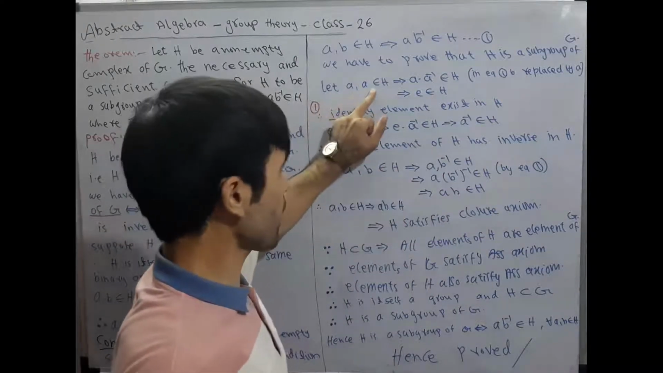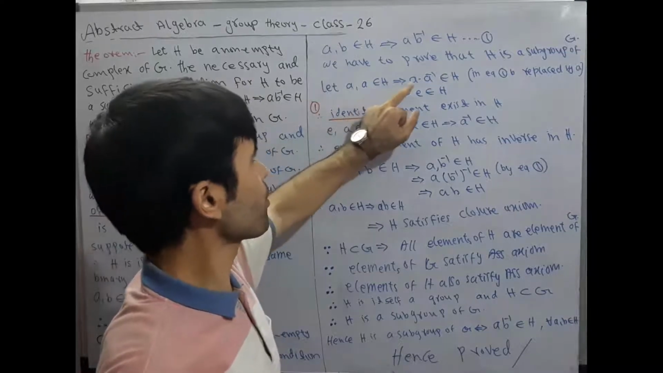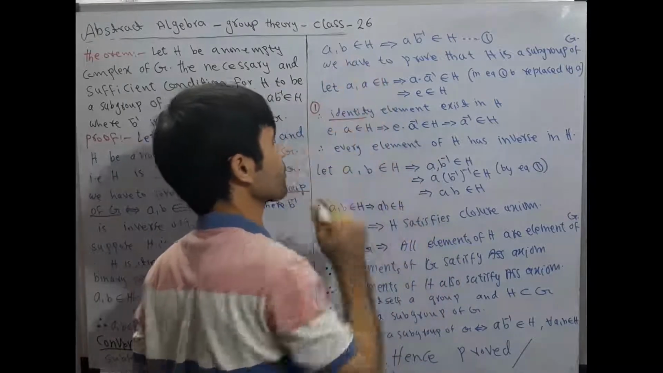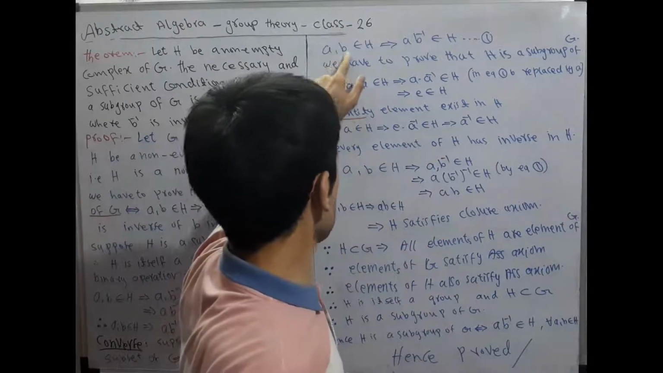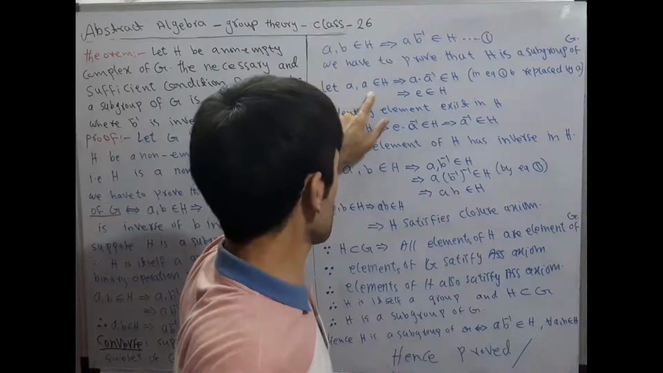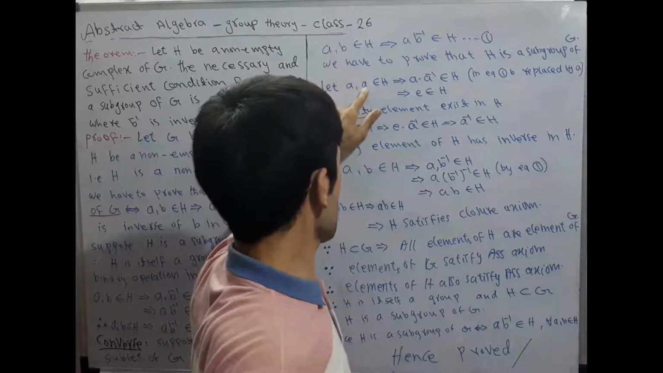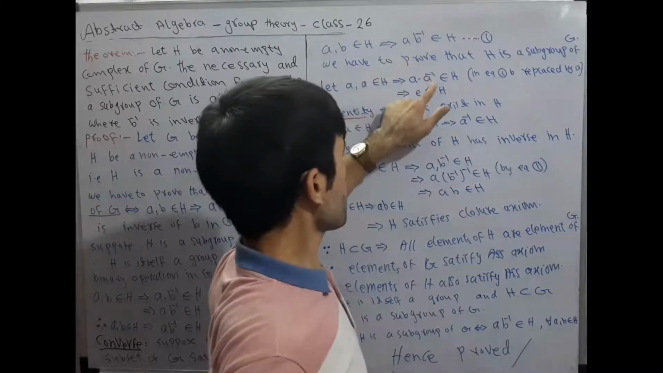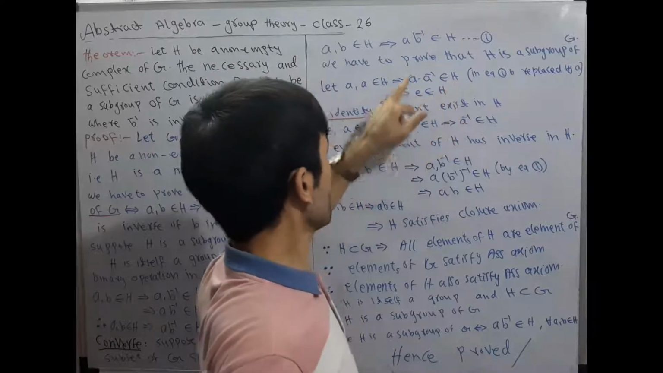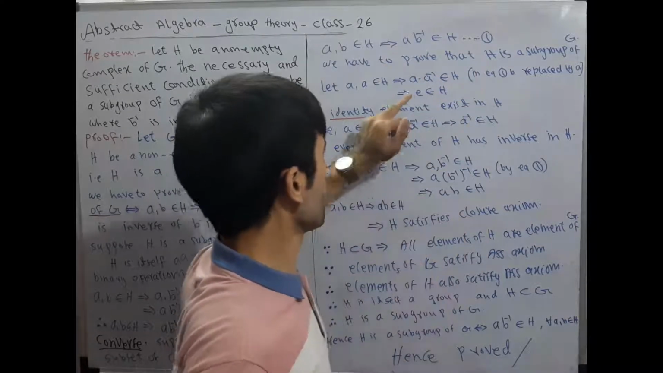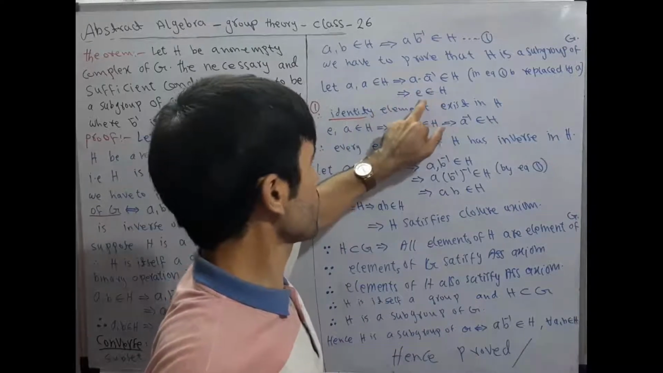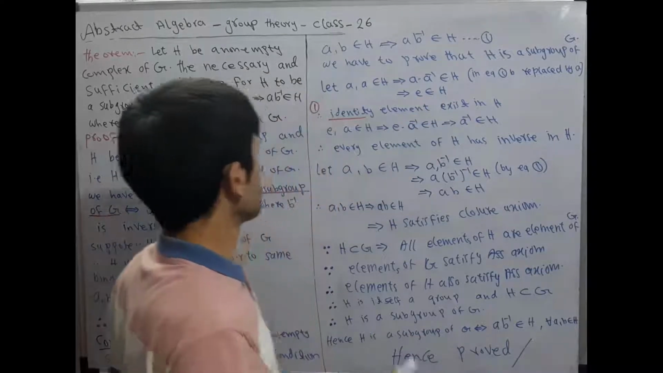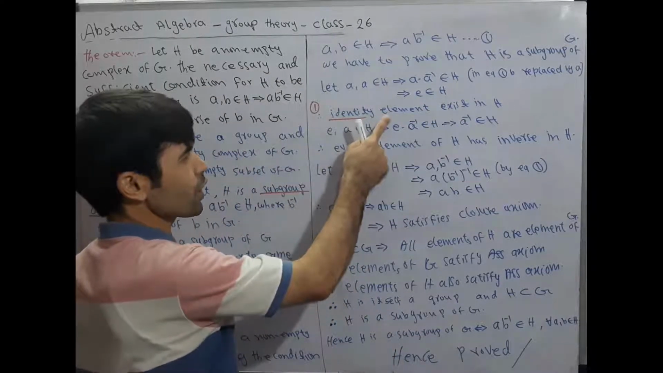Let a belongs to H implies a inverse. Oh, sorry. It is a inverse. Instead of a, we put a; instead of b, we put a. Then a into a inverse belongs to H. Here in equation 1, we replace b by a. Implies a into a inverse. The result will be e belongs to H. Therefore, the identity element exists in H.